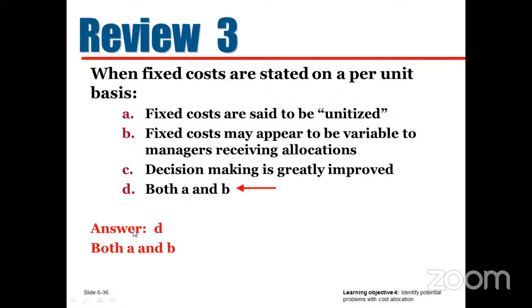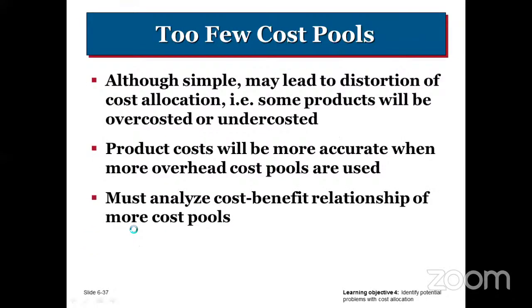That's the meaning of it. A and B, yeah. Too few cost pools. It means you use too few cost pools to do the allocation. So when you use too few cost pools, it can cause some products to be over-costed or under-costed for sure, because your basis is not correct already.